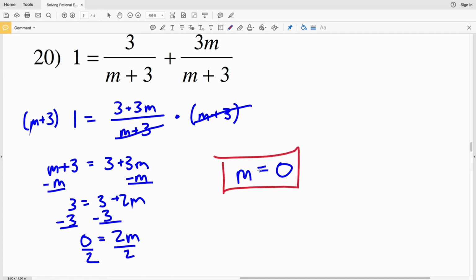And with that final answer, we wrap up the Solving Rational Equations easy worksheet on the Kuta Software website.